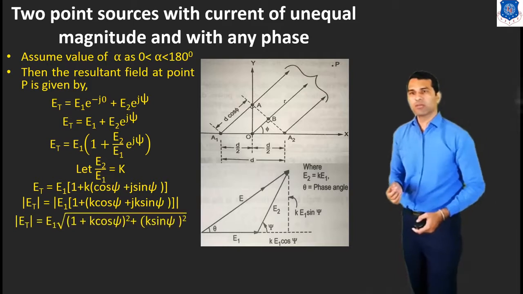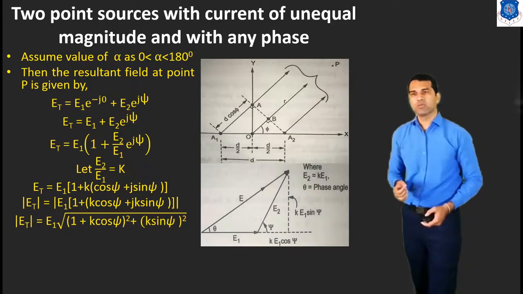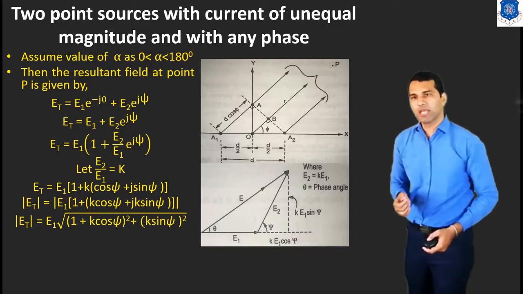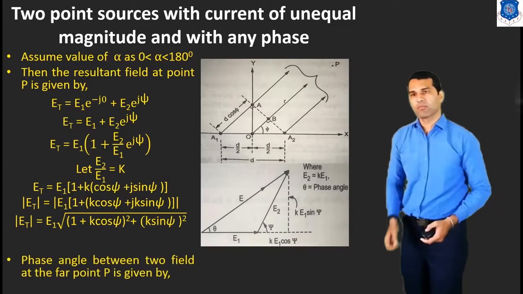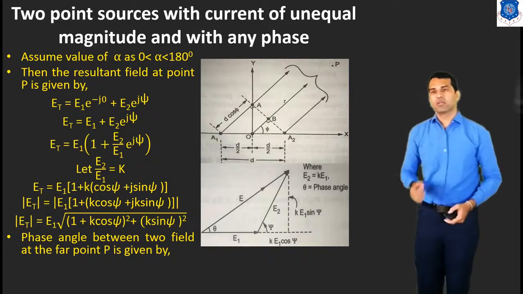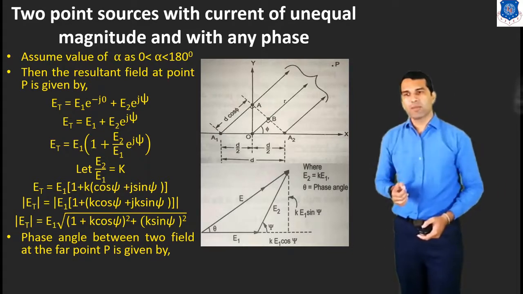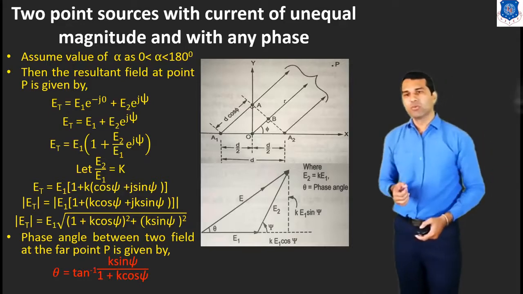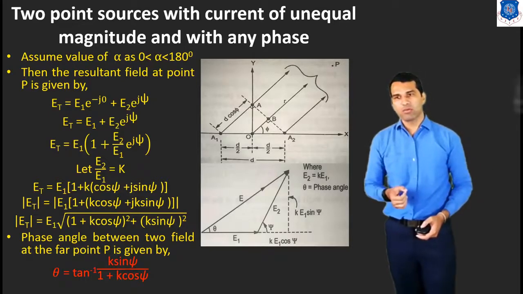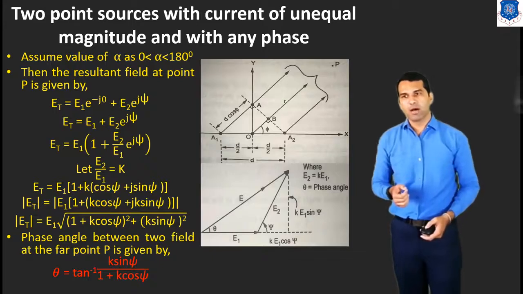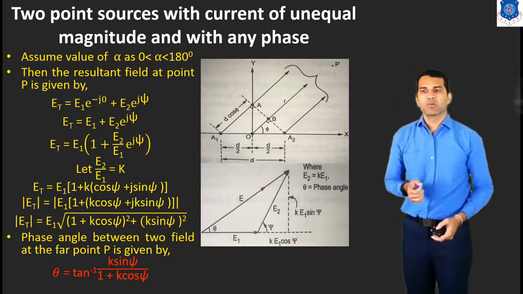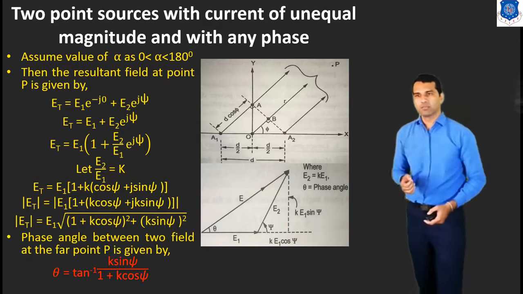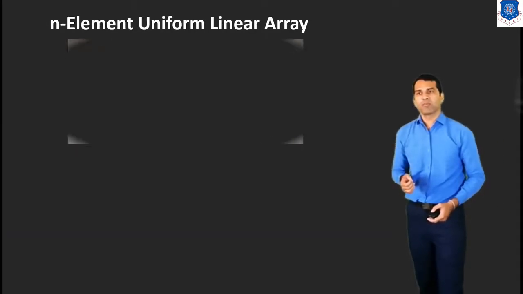And when we take the magnitude, we get Et is equal to E1 root of (1 plus K cos psi) squared plus (K sin psi) squared. The phase angle between the two fields at the far point P is given by theta is equal to tan inverse of K sin psi upon 1 plus K cos psi. So this is the phase angle at the point P.